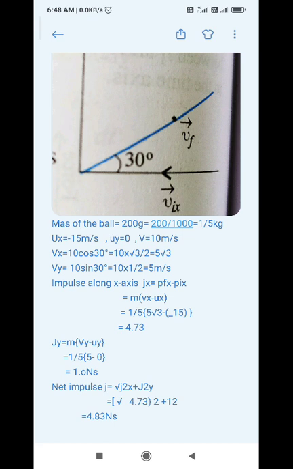Now the impulse will be the change in momentum along the x-axis. So Jx is m into Vx minus Ux, so 1 by 5 into 5 root 3 minus minus 15. So that is 4.73.